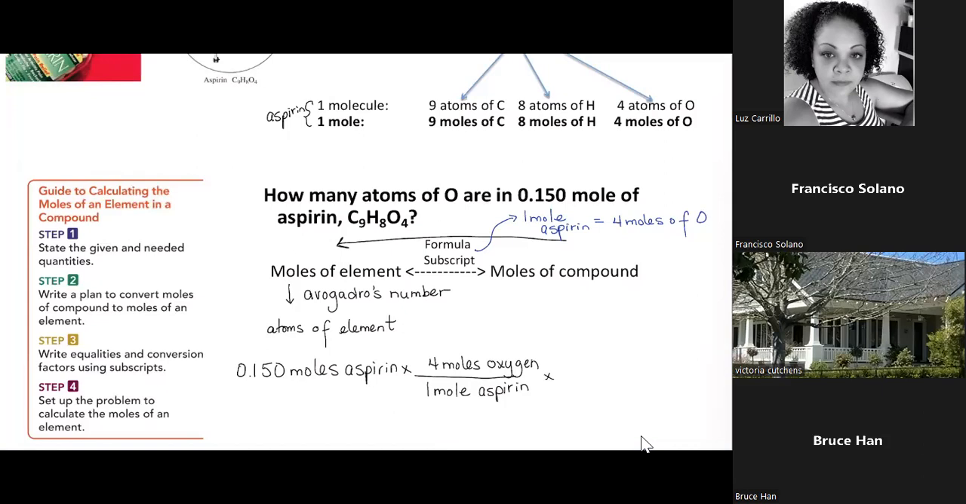Now, you can see that I'm trying to get to atoms. So it's important that you read these questions. I want atoms of oxygen. And as you can see here, when we do this, we need to utilize Avogadro's number to get the atoms of the element that I'm interested in. So you're going to say, okay, in 1 mole of the atom that I'm interested in, which is oxygen, I'm going to put 6.022 times 10 to the 23rd atoms of oxygen. If I look at how I'm going to cancel my units, moles of aspirin cancel with moles of aspirin, moles of oxygen with moles of oxygen.